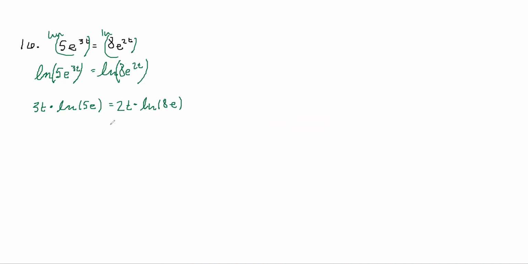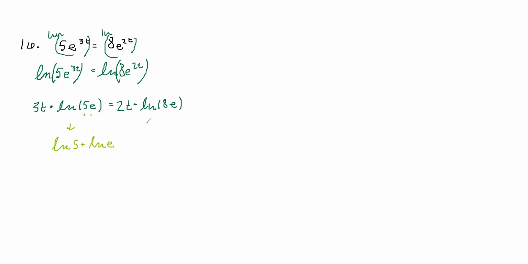Trying to isolate the t's. Let's go ahead and split up these logs here, right? Because this is something that's multiplied. So we have something times something here, which means that this can be the natural log of 5 plus the natural log of e, right?